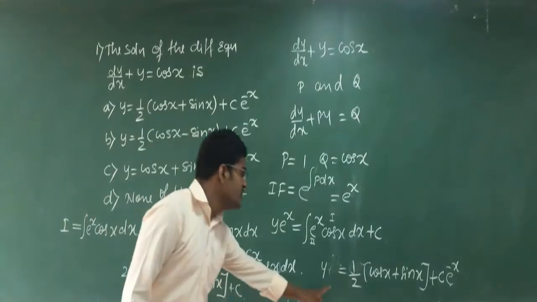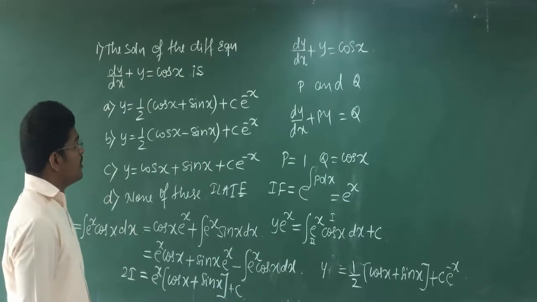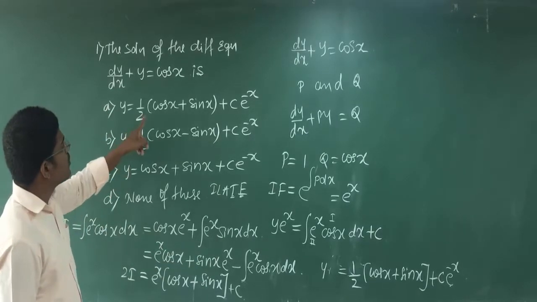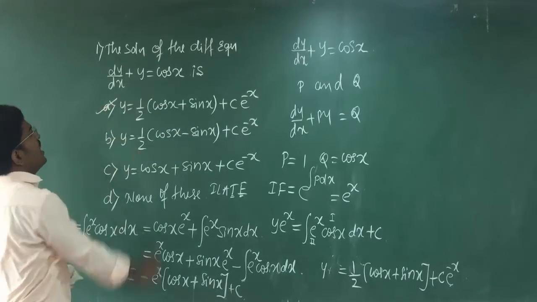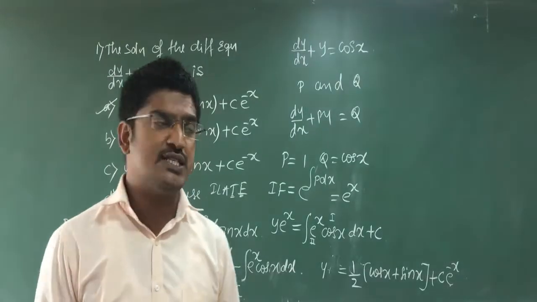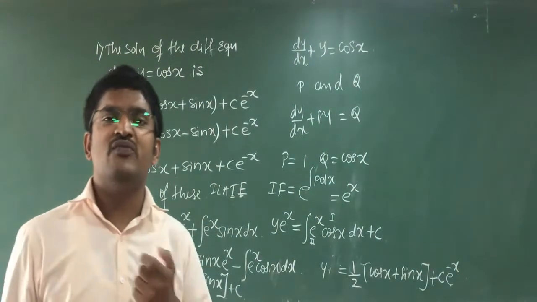So this will be your answer. So you see in your solution, what is your answer? y equal to 1 by 2 (cos x plus sin x) plus c e power of minus x. So option A will be your answer. Clear, students? So here if you know the formulas, it will be very easy.